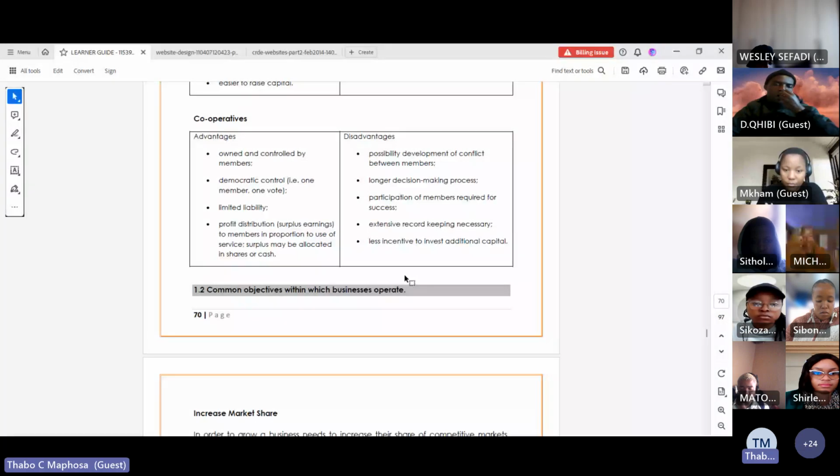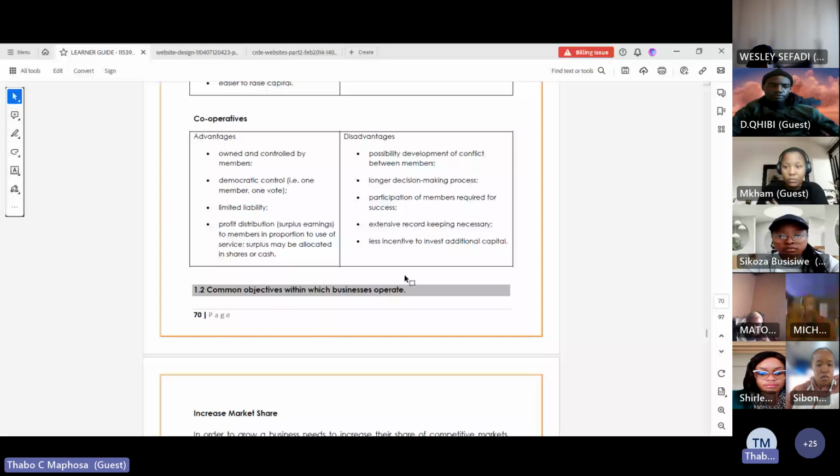And also there's less incentive to invest additional capital. You do not really have incentive to invest additional capital, because most of the time you notice that a lot of people are very skeptical, especially when they're dealing with cooperatives. That's why if you check, most of the investors when it comes to cooperatives are NGOs. It's not really people that are running these capitalistic kinds of companies. It's difficult to get investors to invest in a cooperative, because people do not really benefit much from them.